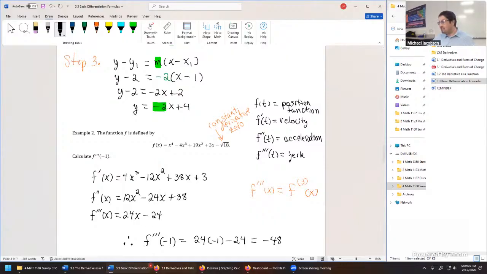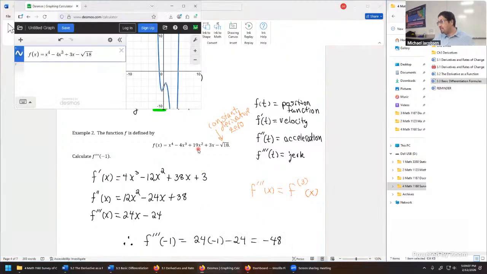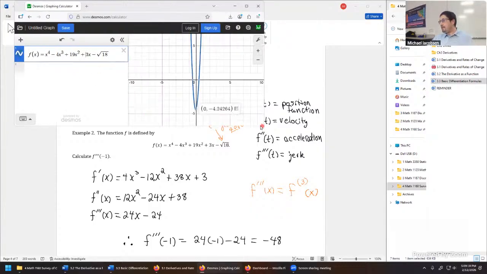Oh, thanks for spotting that. On Desmos, I forgot that term right there. Good eye, thank you. So plus 19x squared. Okay, so there's our function. And we were investigating what's going on at negative 1.